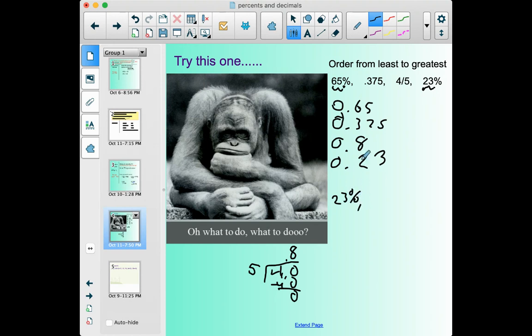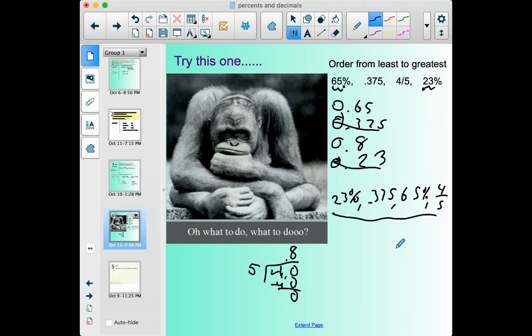The next smallest, that one's done. The next smallest would be the 3. So 0.375 is this decimal. So 0.375 is the next smallest. Got that one. Then between these two, we got a 6 and an 8. The 6 is smaller, so 65% is next. And the biggest of the 4 is this 0.8, which was 4/5. So from smallest to biggest, we have 23%, 0.375, 65%, and 4/5 in that order.